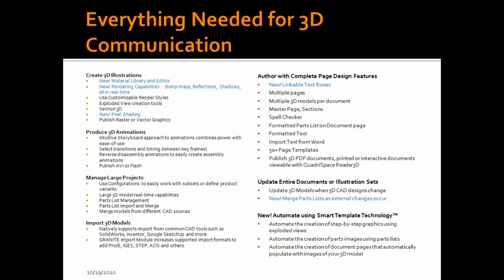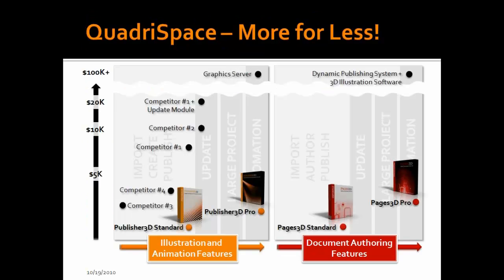This just is kind of pointing out that there's a lot of depth, all the tools that you need in order to generate communication tools from your 3D. And how do we compare with others out there? I think this is an informative chart that shows two ways. In Publisher3D, we compete very well with not only price point, but with feature set. And you can see in the graph there some of the ways that plays out.